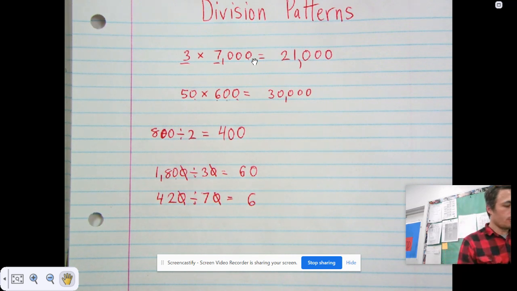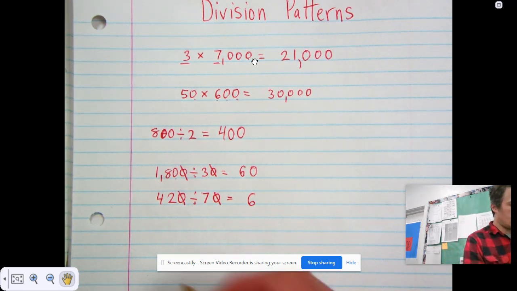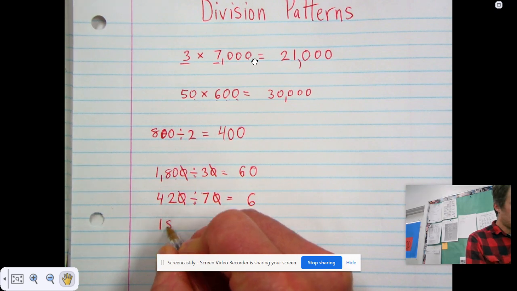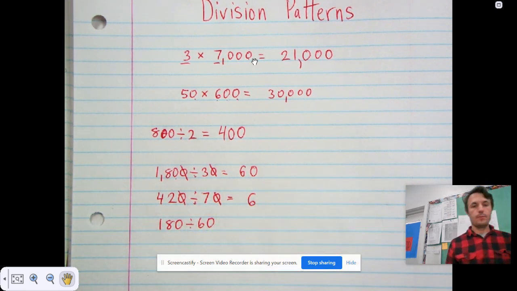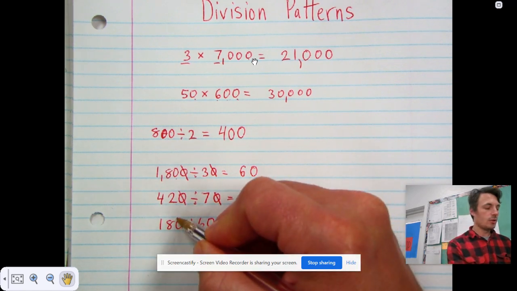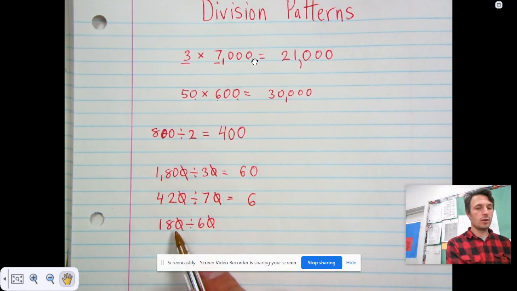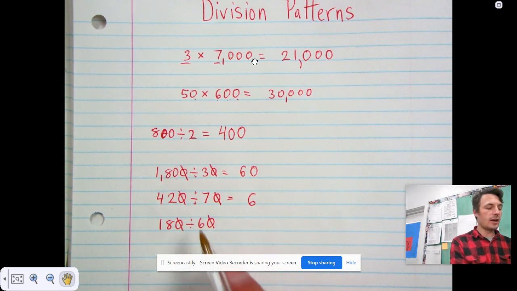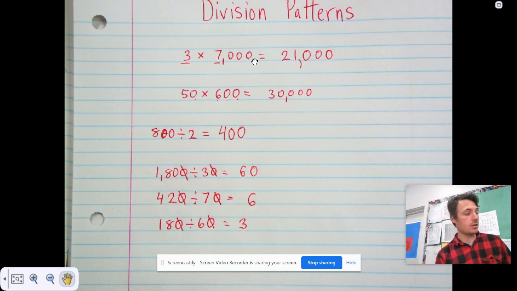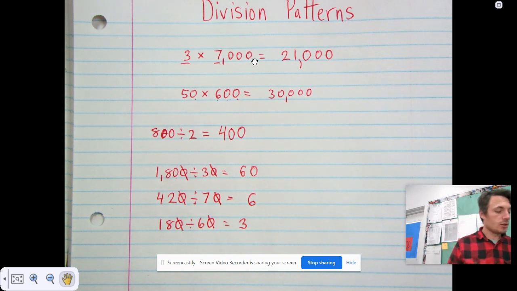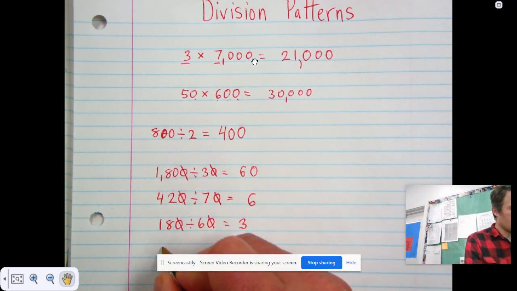Let's do some more examples. Let's say we had 180 divided by 60. The zeros cancel because there's a 0 in the dividend and the divisor. They cancel each other out. 18 divided by 6 is 3. So 180 divided by 60 is 3. Let's do a couple more examples together.